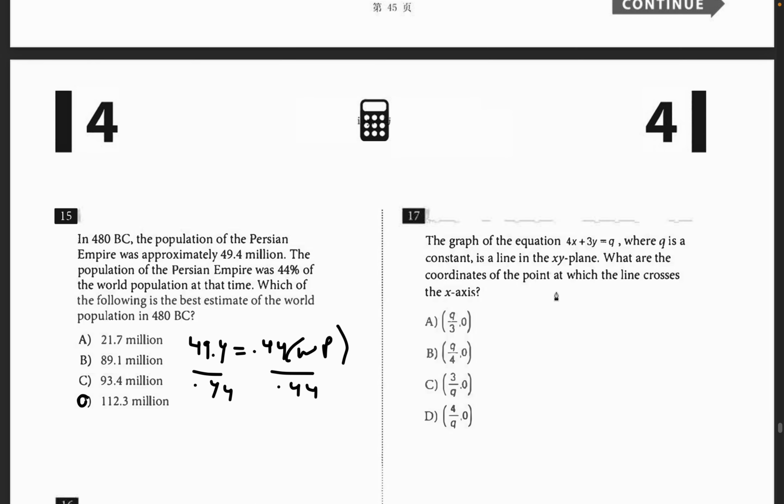The graph of the equation, where q is a constant. What are the coordinates of the point at which the line crosses the x-axis? So the point at which the line crosses the x-axis, right, the x-intercept, that means that y has to equal 0. So let's plug that in. 4x, and then we solve for x because of the x-intercept, plus 3 times 0 is 0, so it equals q. And then we have 4x equals q. Divide by 4. Ignore the 0, like it was never there. So it's q over 4. Commas, yes, B.